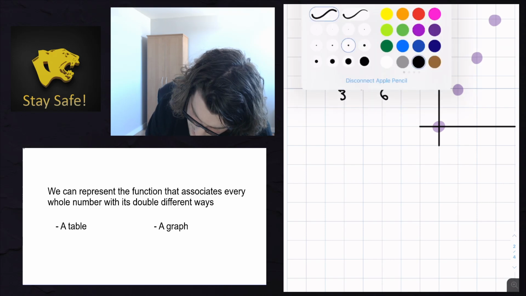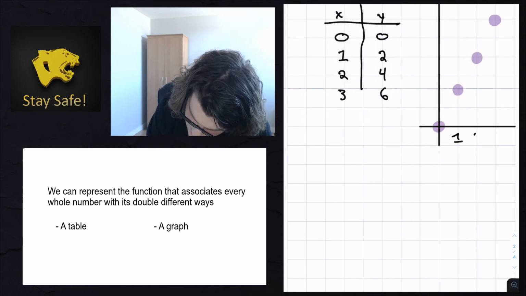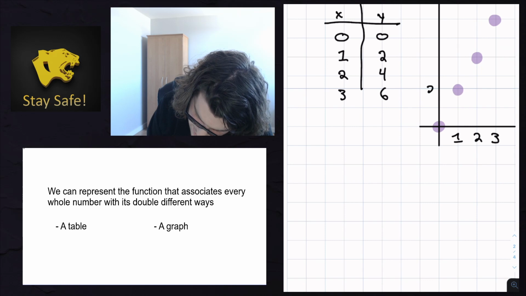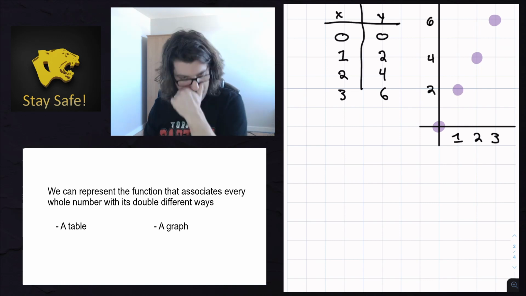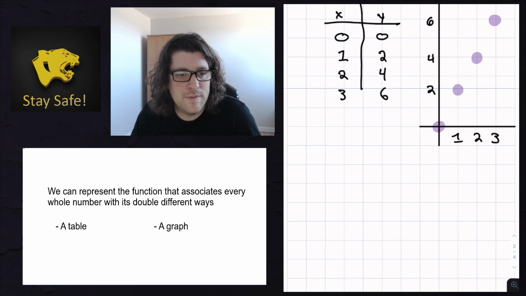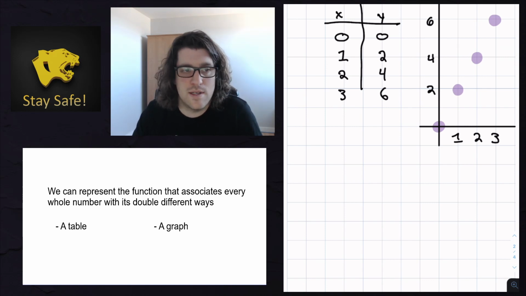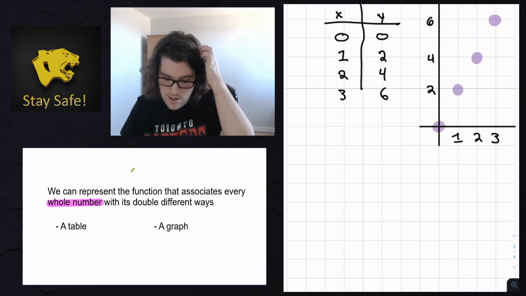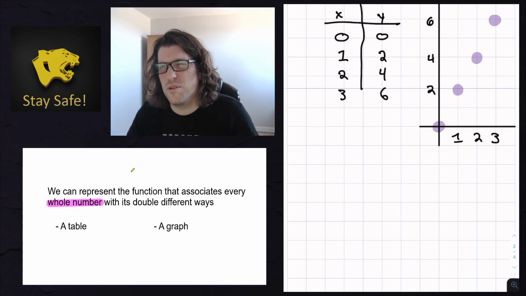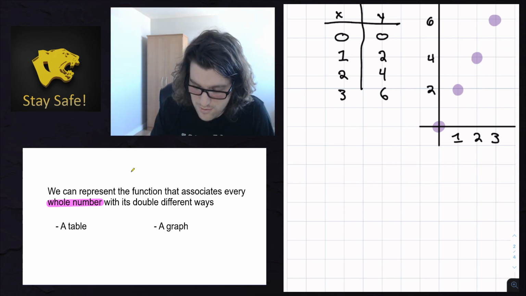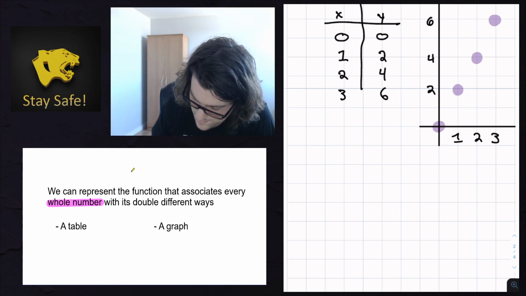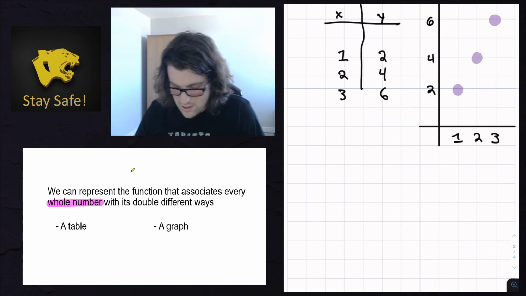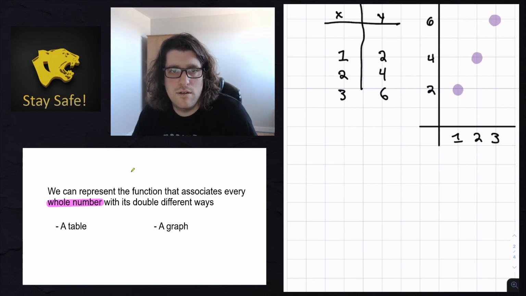So if I go along and label these axes a little better, this is at 1, 2, and 3. And this is 2, 4, and 6. Now, this particular example says that we are doing this for whole numbers. Actually, you could argue, since I said whole numbers, not natural numbers, I shouldn't have 0. So that's kind of crappy, but I'll get rid of that. So we would have 1 doubled is 2, 2 doubled is 4, and 3 doubled is 6.